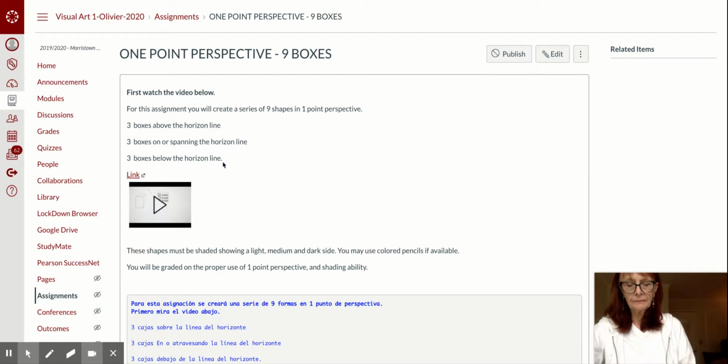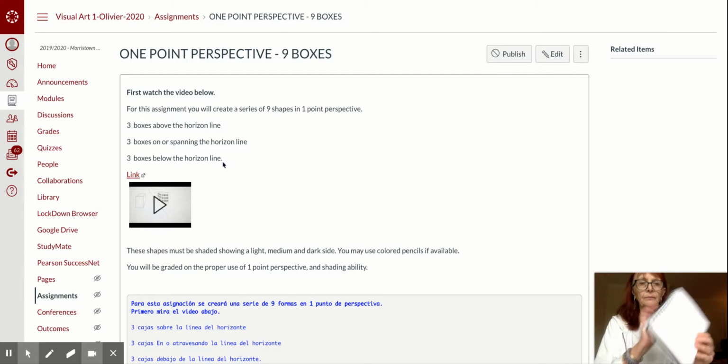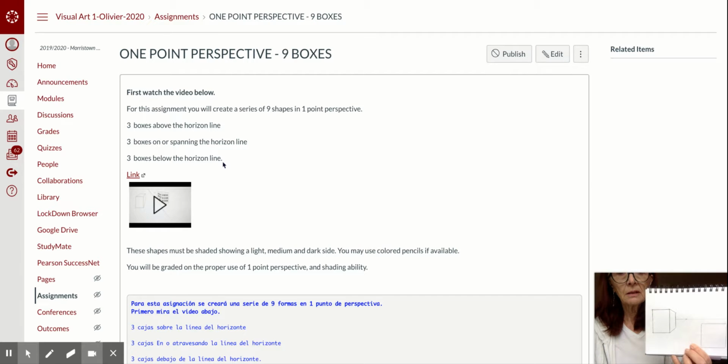Let's do that. Okay. So I erase the lines that were, I call those structure lines. These are the lines you don't see after you've drawn the box. Here's the box. All right.